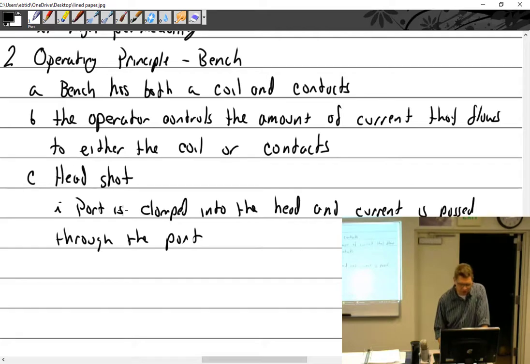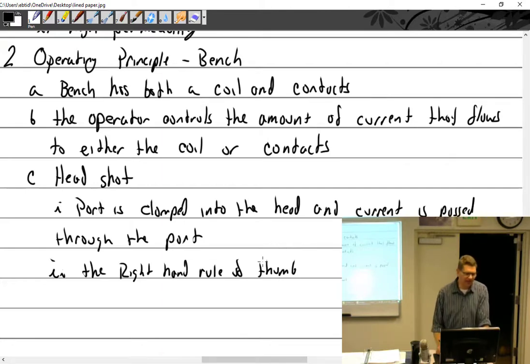Is this direct or indirect magnetization? Direct. All right. So the right hand rule of thumb, and again, it doesn't matter to me if it's right or left hand because it's going to give you the same thing, really. Right hand rule of thumb shows that as current is passed through the part, the lines of flux will circle around the part, which is to say, your thumb points in the direction of current flow, and it tells you which way the lines of flux are going to go. It's going to go in a circle. It looks the same. Doesn't matter. So don't worry about it.